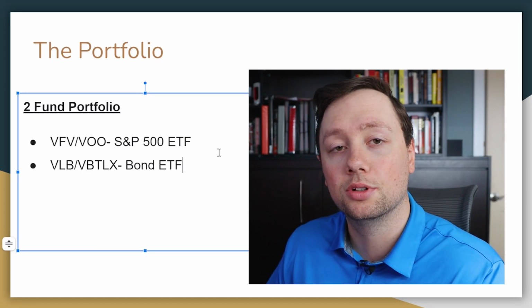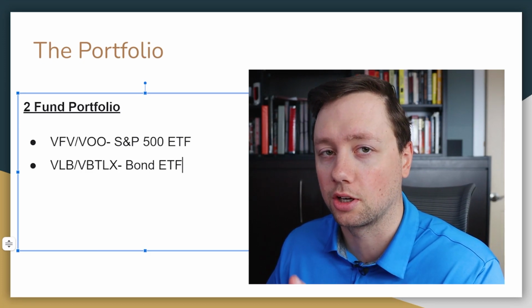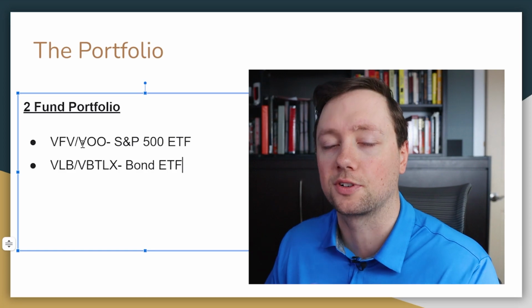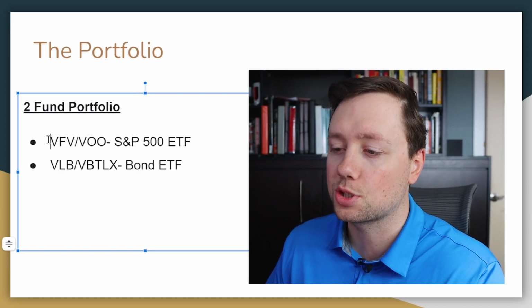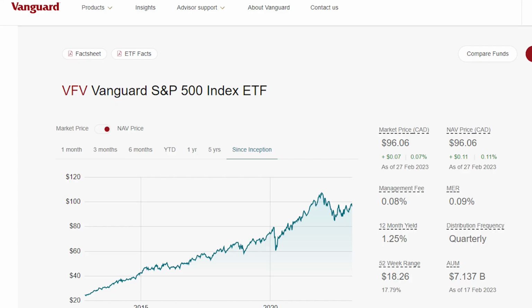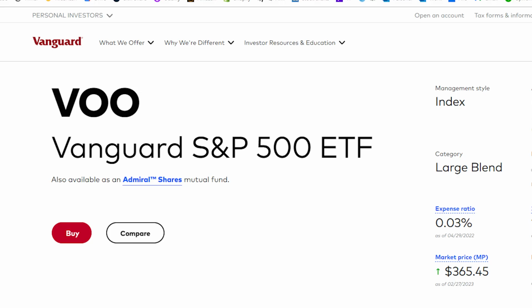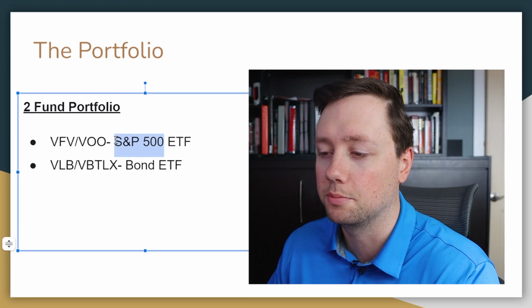Now, depending on where you live, that could dictate which investments are in the portfolio. So I've given two options for Canadians and Americans. The first one here is VFV, this is the Canadian version, and then VOO is the American version. These are ETFs that represent the S&P 500.